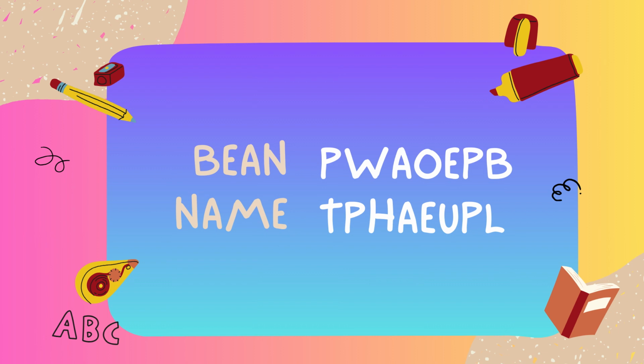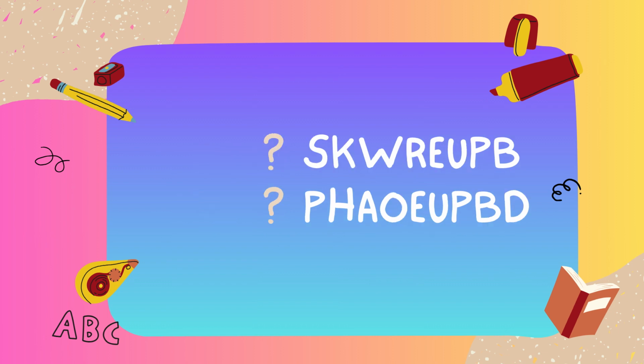So the stroke or the outline for bean is initial B, then you have the long E, which is vowels A, O, and E, and we have final N or final PB. Now we have the word name. For the name, it's initial TPH for the initial N, then long A for the sound A, and that's vowel A, E, U, and then final PL for the final M. Great job. How about this one?